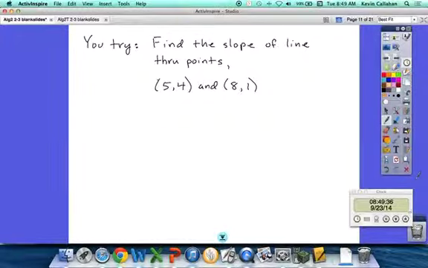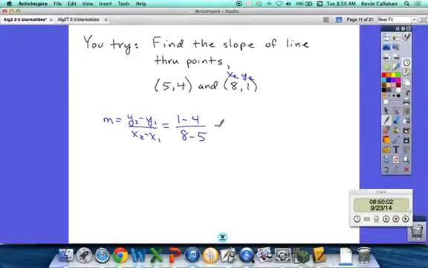-1, right? If I put it in the format, I'll say m equals y2 minus y1 over x2 minus x1. And it doesn't matter which is which, so I'll just say this is my x2, y2, because it's written afterwards. So 1 minus 4 over 8 minus 5. So that would be -3 over 3 equals -1. Did anybody get anything different than that?